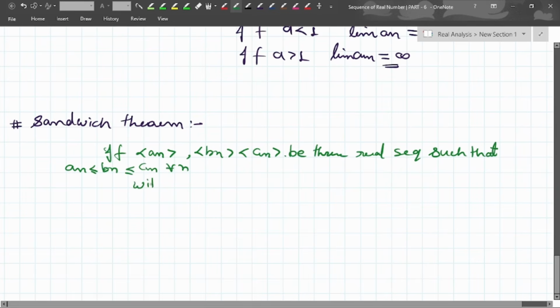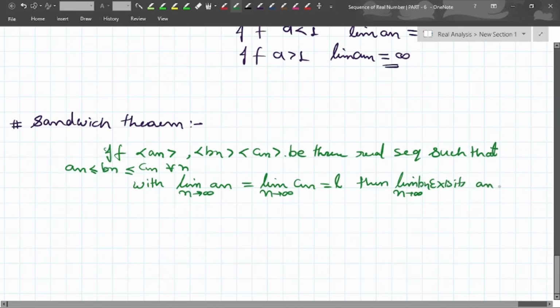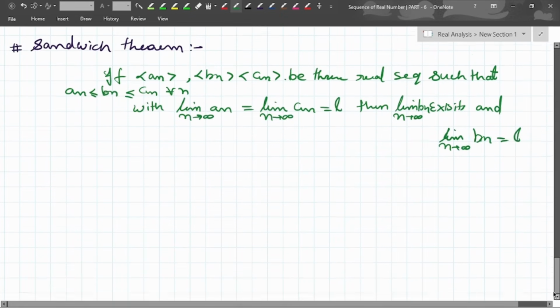With, let's say, the limit as n tends to infinity of An is equal to the limit as n tends to infinity of Cn, which is equal to L. It means for this and for this, the limit is L. So it implies that the limit as n tends to infinity of Bn will exist, and the limit of Bn will also be L. It is something like a sandwich.